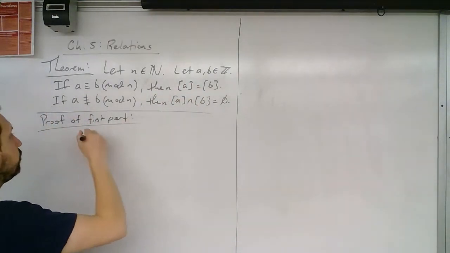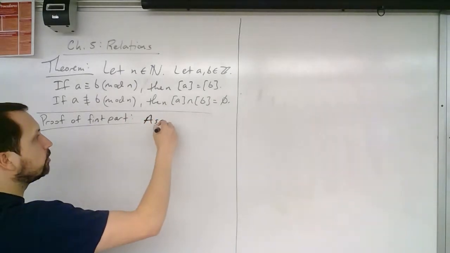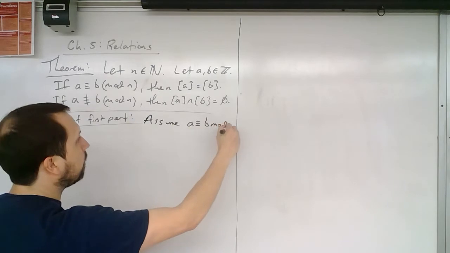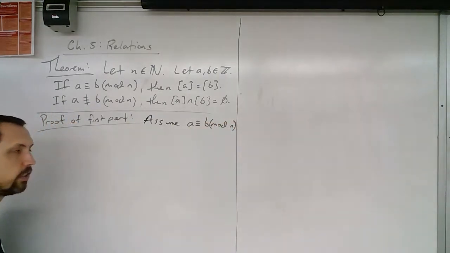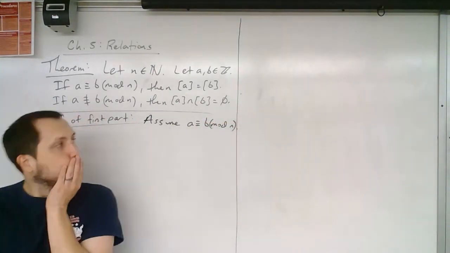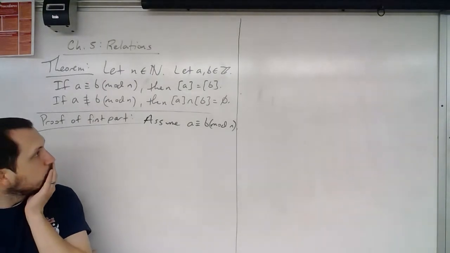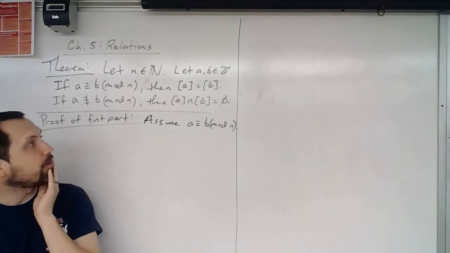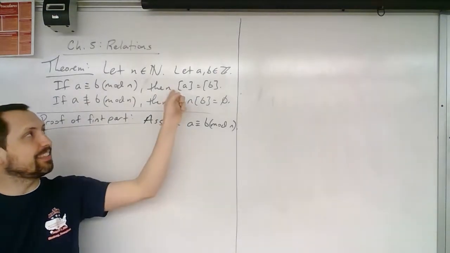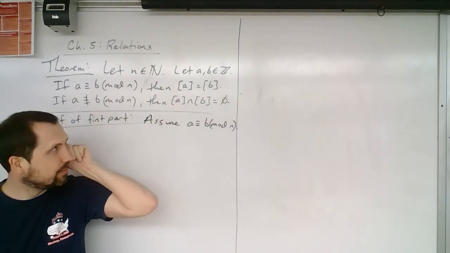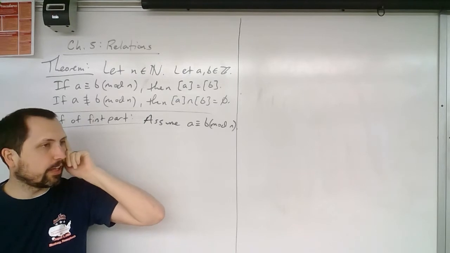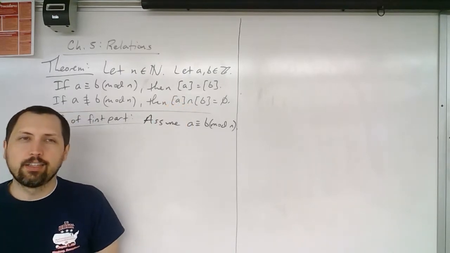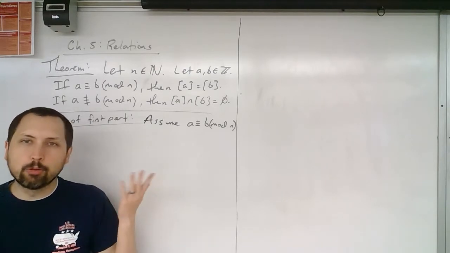So we're going to assume that a is congruent to b mod n. All right, that's great. Now we're trying to show that this relation class is equal to this relation class. Now we're trying to figure out, how do I do that? Do we have any type of proving abilities?